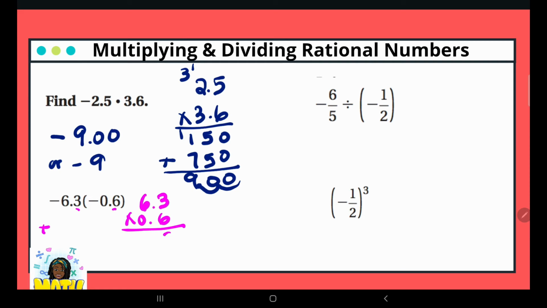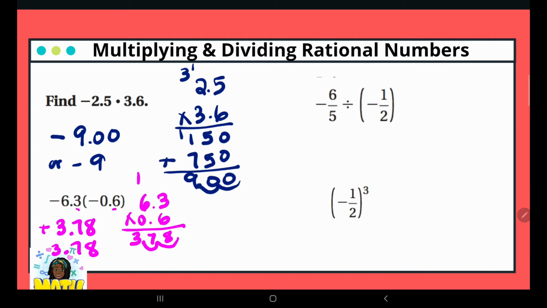6 times 3 is 18, carry the 1. 6 times 6 is 36, plus 1 is 37. So here I have 378, and I already determined that I needed to move 2 decimal places in my answer. So that's 1, 2. So my final answer here is 3.78. Now I can rewrite this without the positive. So my final answer would just be 3.78. I don't have to write that positive in front of it.